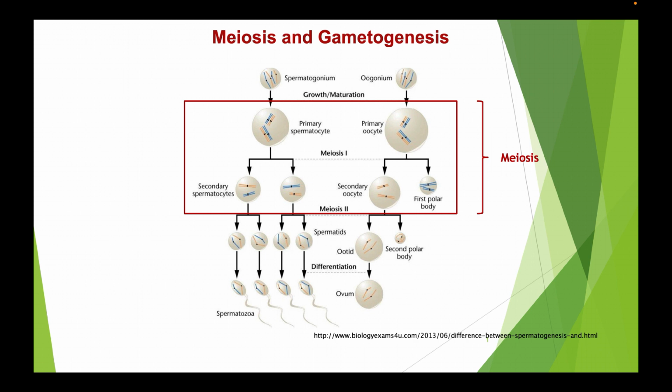So meiosis starts in germ cells after spermatogonium or oogonium. They grow and mature into primary gametocytes, like primary spermatocytes in male and primary oocytes in female. Then after meiosis one, two secondary spermatocytes and two secondary oocytes are formed. They undergo meiosis two, the second part of meiosis, and form four daughter cells with the haploid genome.